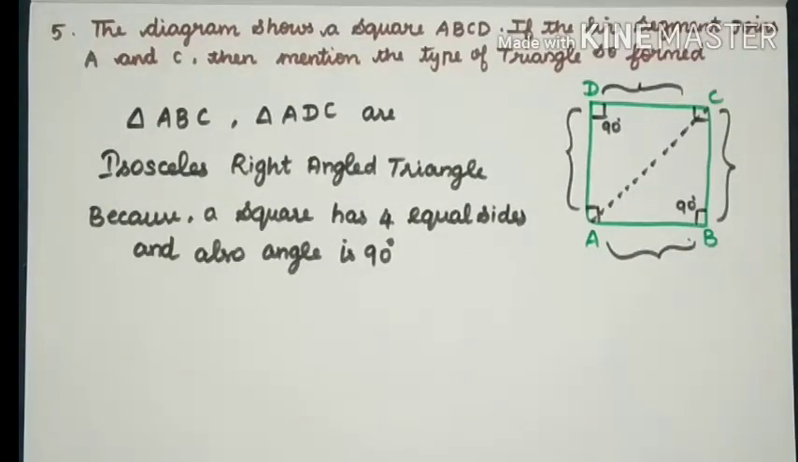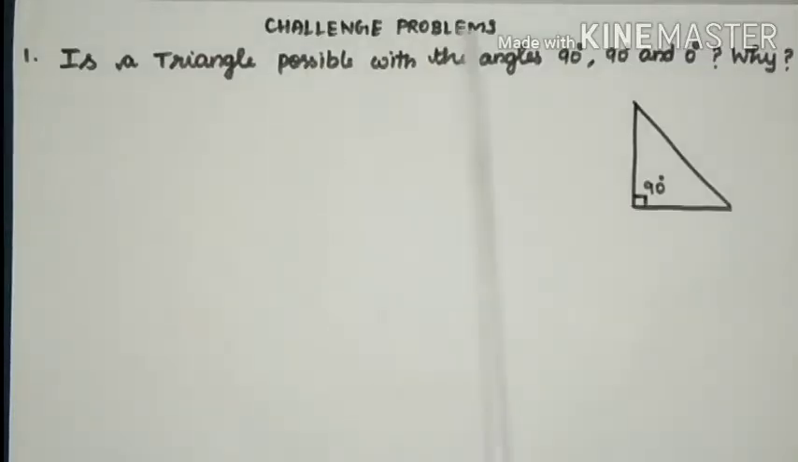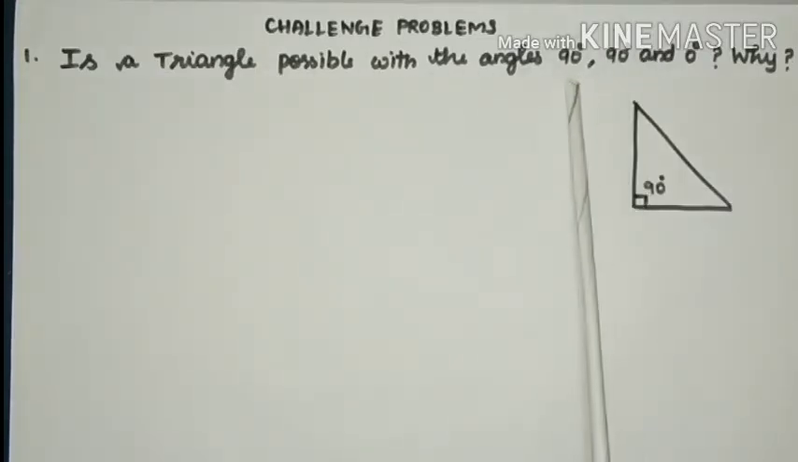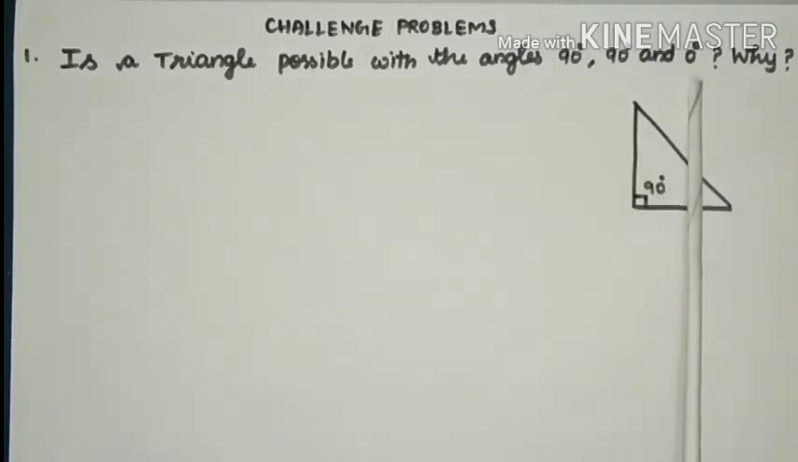Students, it's clear now? Only one thing you have to remember. For a square, all sides are equal and the angle is 90 degree. Challenge problems. First one, is a triangle possible with the angles 90 degree, 90 degree and 0 degree? Why?